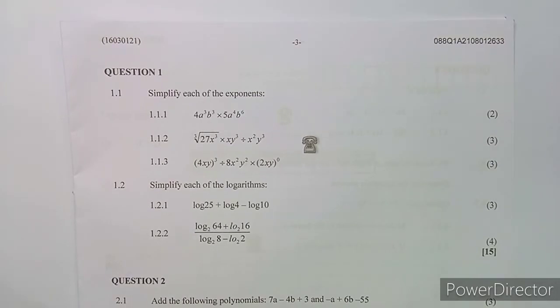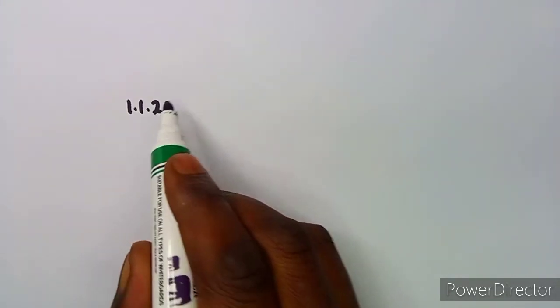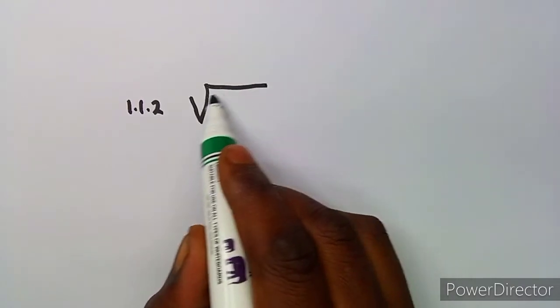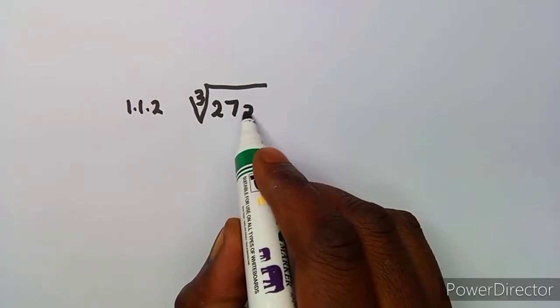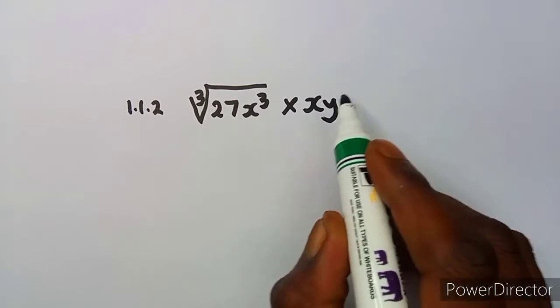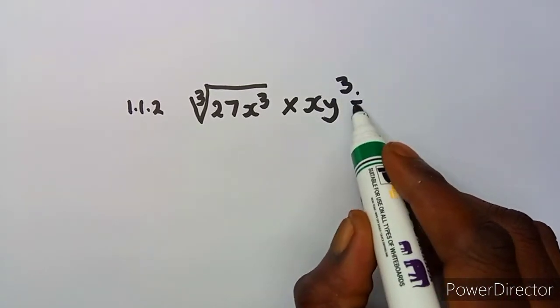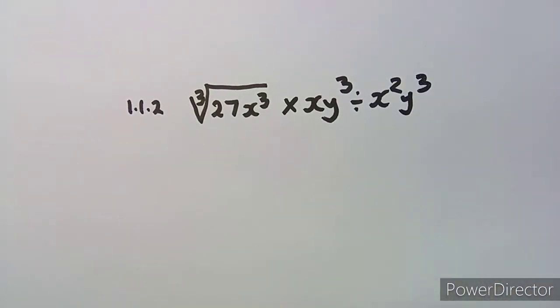All right, then on 1.12, again we are given an exponent to simplify. Okay, so let's see what we are given. That is the cube root. If you are to cross check, it is the cube root of 27 x to the exponent of 3, which is multiplied by xy to the exponent of 3 and divided by x squared y to the exponent of 3, like that. All right, so let's see what we are having there.